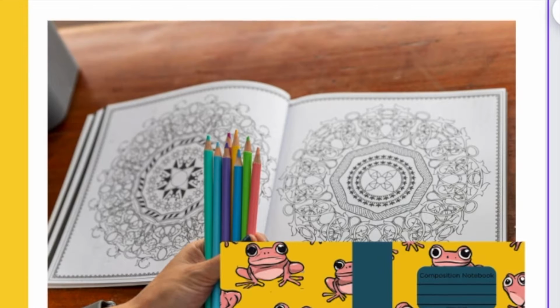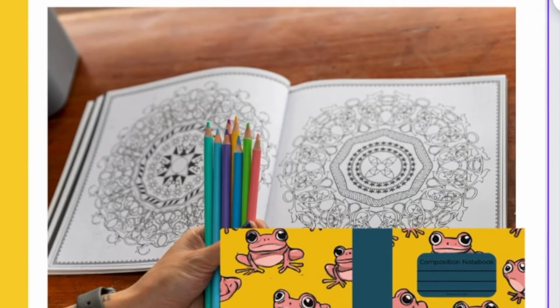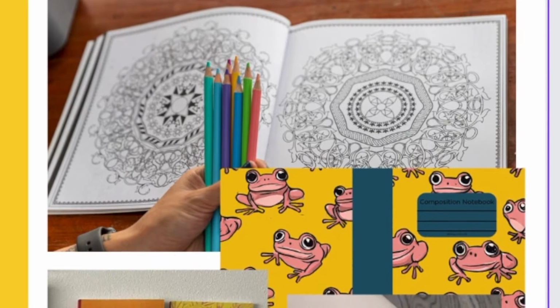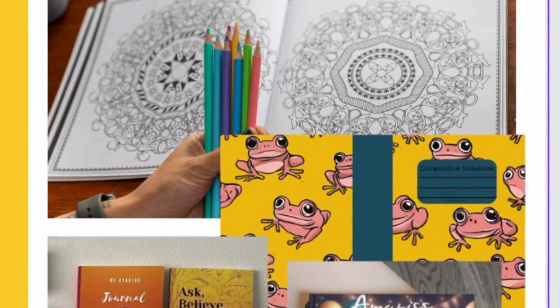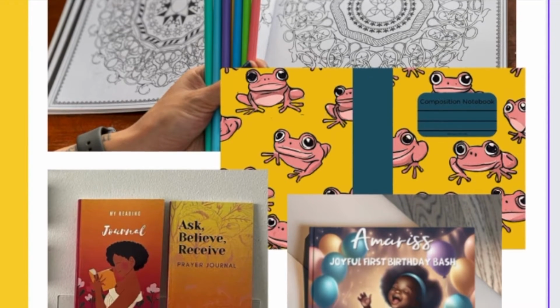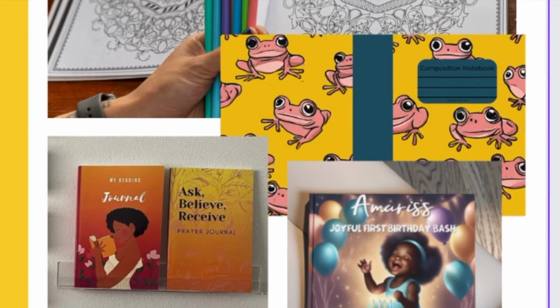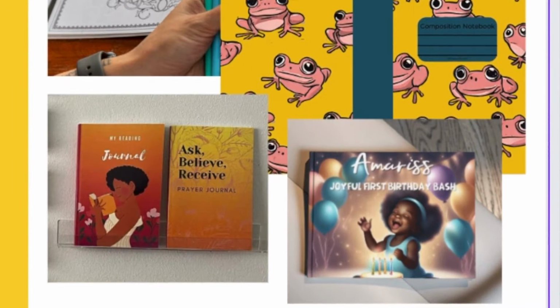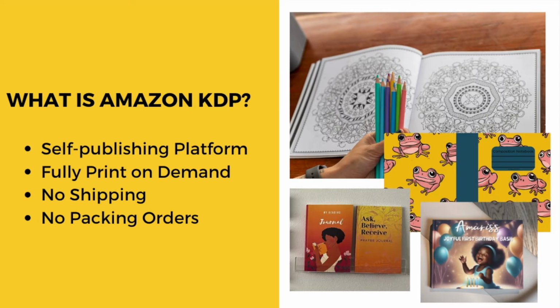Now, with Amazon KDP, you are able to publish a number of different types of books. So you can publish coloring books, which is what we're going to do today. You can publish composition notebooks, which we did in my last video, but you can also publish like journals or children's books or a novel. So the options are really endless with Amazon KDP. Some things to note is that Amazon is going to take 60 days before they pay you out your money, as well as Amazon only offers paperback and hardcover.